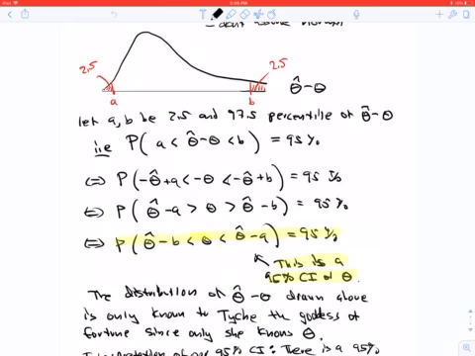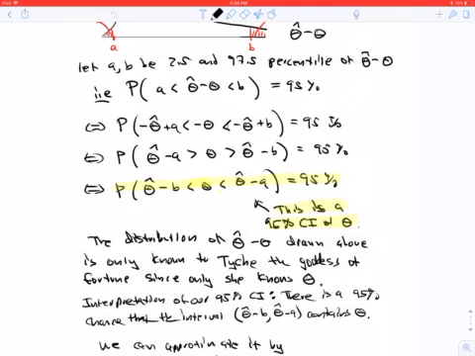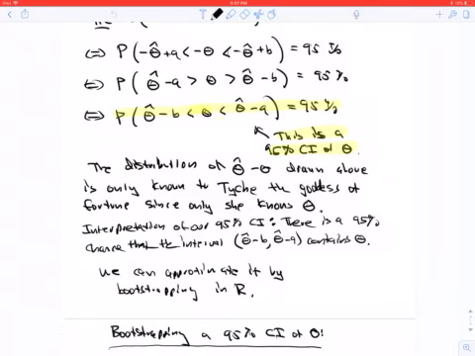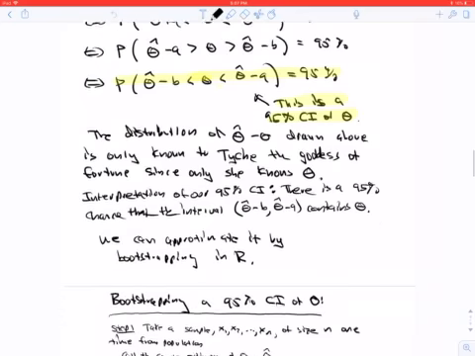We can rework this with some algebra to write this as the probability that theta is between theta hat minus B and theta hat minus A is 95%. And the interval theta hat minus B, comma theta hat minus A is called a 95% CI of theta. Now, the distribution of theta hat minus theta is only known to Tyche, the goddess of fortune. We don't actually know what it is, but we can approximate it, and hence approximate what A and B are. So that's what we're going to do next.